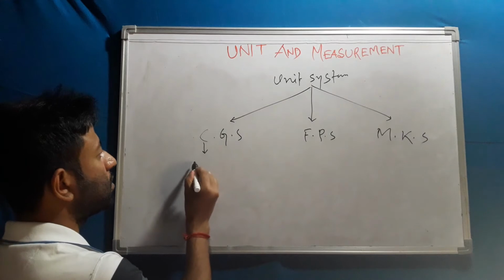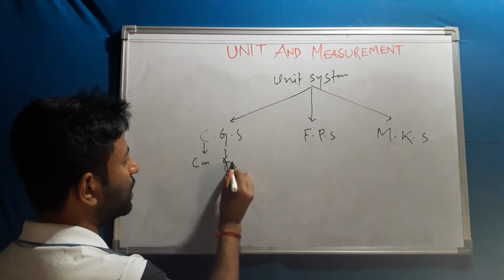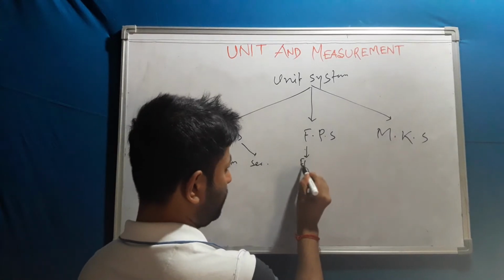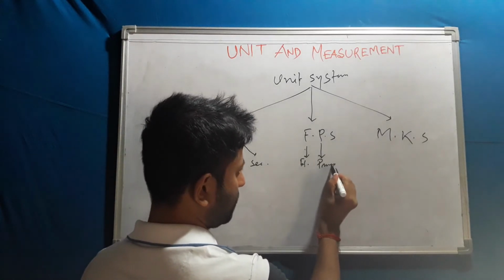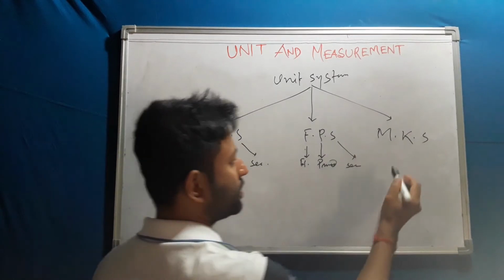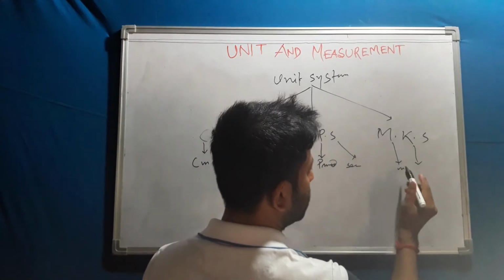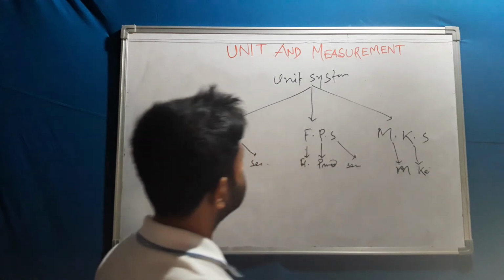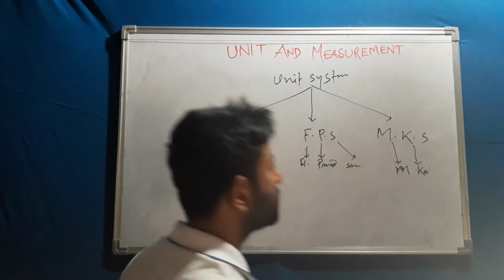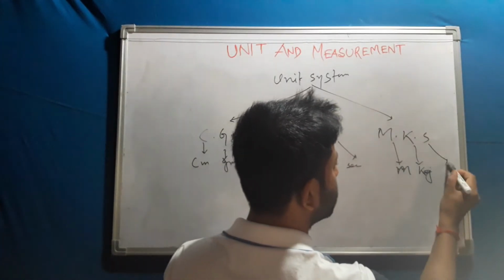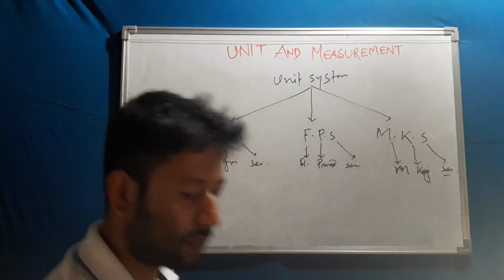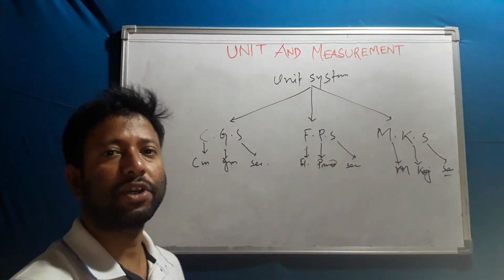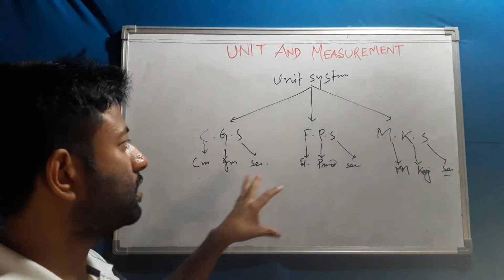CGS is C for centimeter, G for gram, and S for second. In FPS, F means foot, P means pound, and the last one is second. And in MKS, this is meter, this is kg, and the last one is second. So these are the three major categories that have been decided for the classification of unit systems. That means the unit system is divided into CGS, FPS, and MKS.